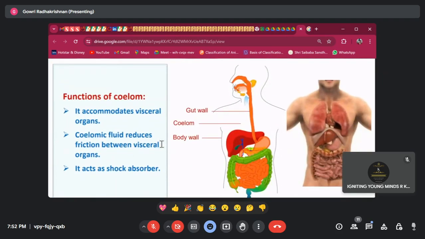Now, functions of a coelom. It accommodates visceral organs. What are visceral organs? Organs present inside the cavity. And the coelomic fluid reduces friction between visceral organs.